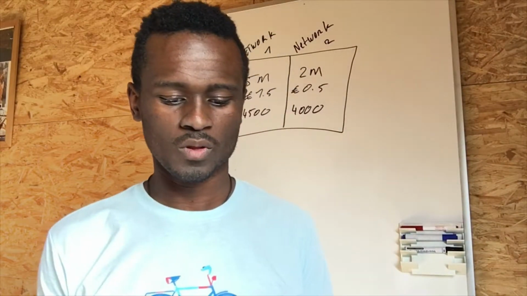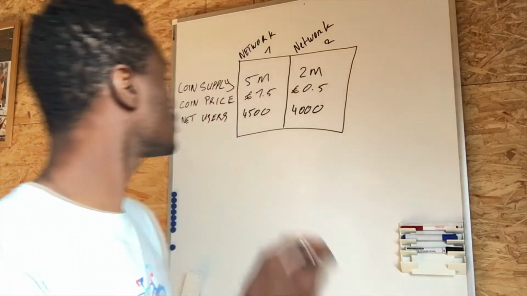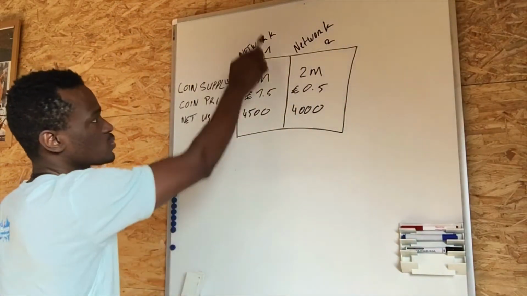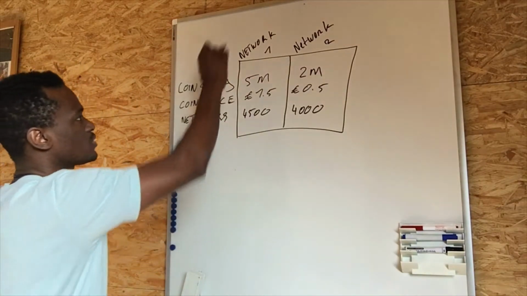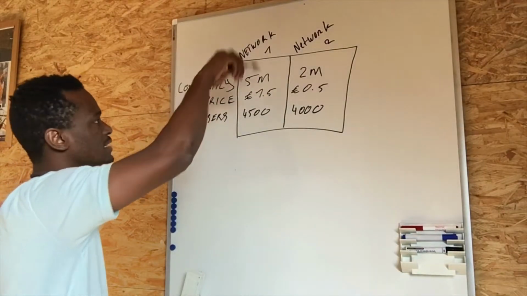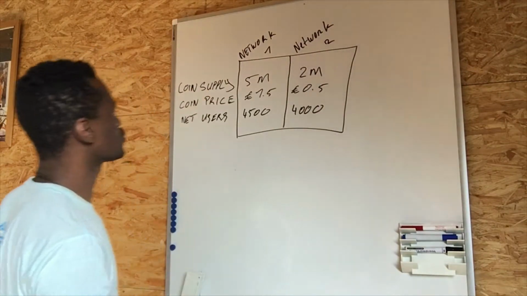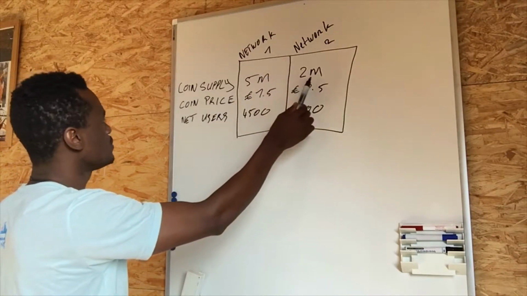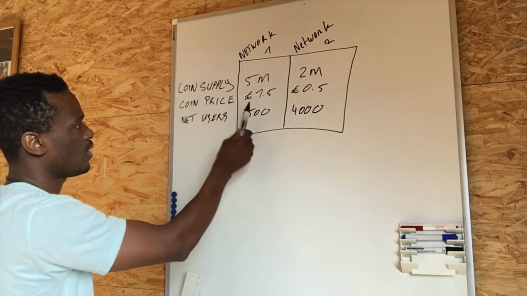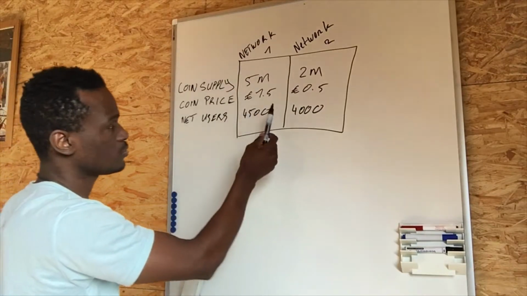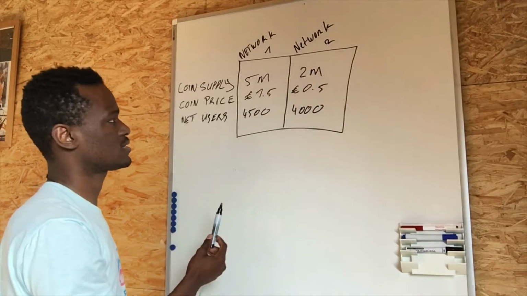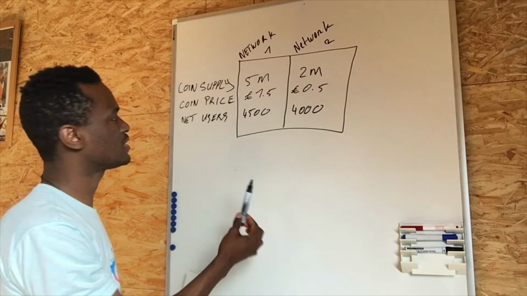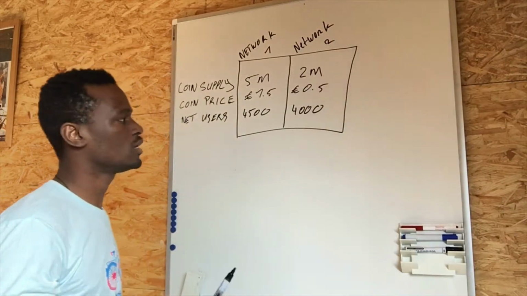Okay, so for question number 2: what is the market cap to network ratio of each network, as you see over there, and which is the most expensive network? So this is network number 1. I hope you can see everything here. These are all the necessary data for network number 1, and here we have network number 2. So what do we have? We have the coin supply of network number 1, which is 5 million. Network number 2 is 2 million, and the price per coin for network number 1 is €1.50, and for network number 2 is 50 cents. The estimated network users for network number 1 is approximately 4,500. Meanwhile, for network number 2 it is 4,000.